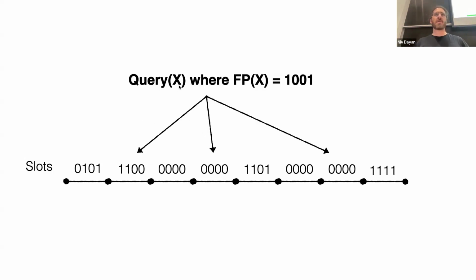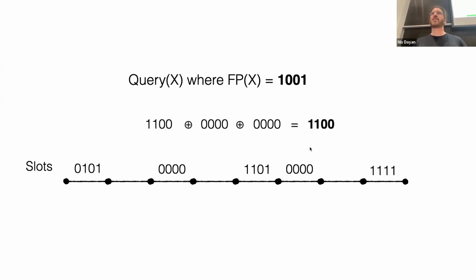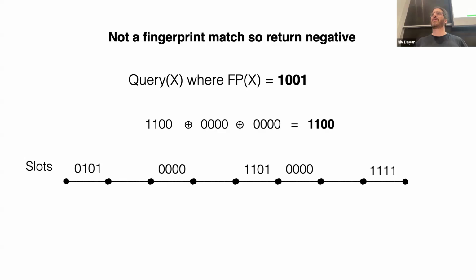At any rate, just to remind you, a query for a given key now generates the fingerprint for that key and is then going to go to the 3 random hash locations, XOR them, and derive what should be the fingerprint if the key exists. In this case, this is not the original fingerprint. So this is a query that's going to return a negative.